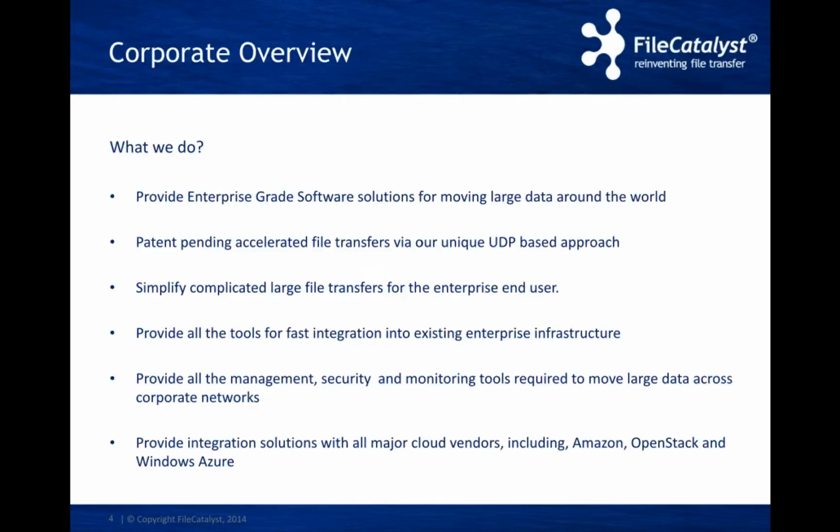So at a high level, what do we do? FileCatalyst provides an enterprise-grade software solution that allows movement of large data around the world. It's a patent-pending technology that allows for accelerated file transfer using a unique UDP-based approach. FileCatalyst simplifies complicated large file transfers for the enterprise end user. It has an easy-to-use tool with an intuitive user interface. FileCatalyst also provides all the tools for integrating its technology into other products, as well as existing enterprise infrastructures. It provides all the management, security, and monitoring tools required to ensure data is moved efficiently, securely, and reliably across corporate networks.